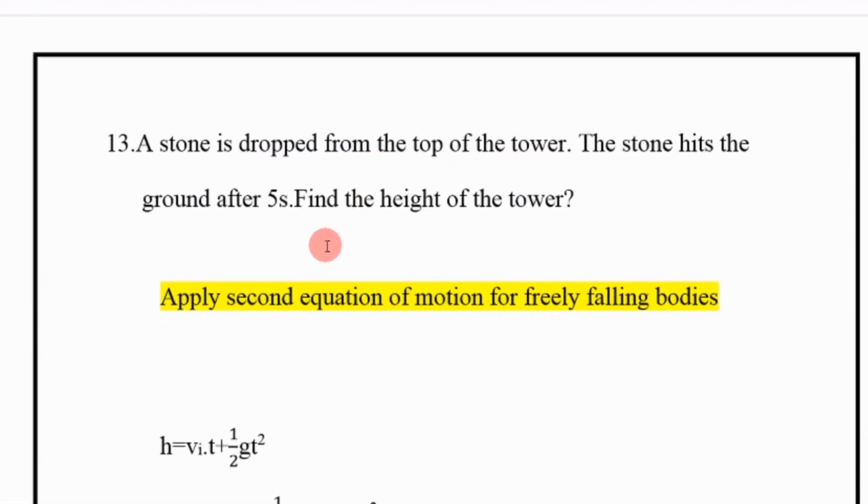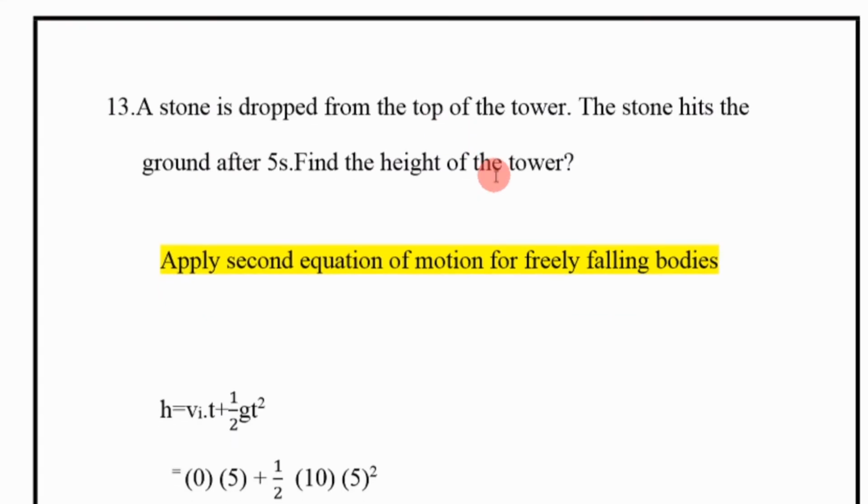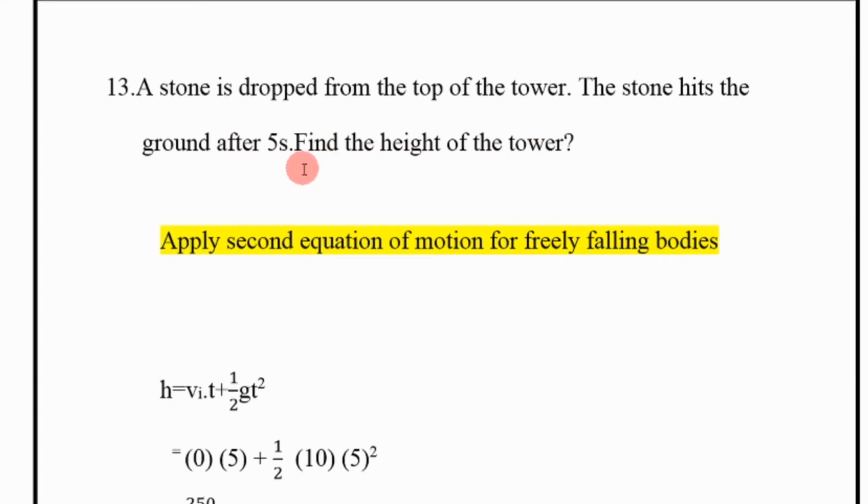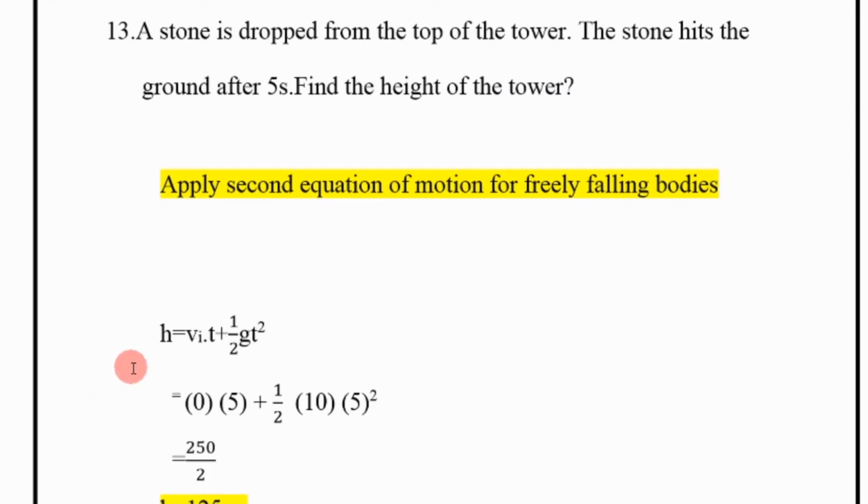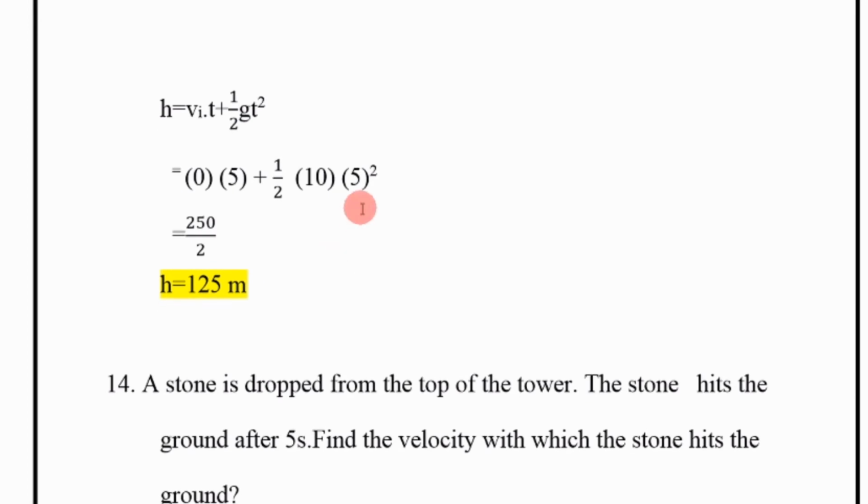Next, a stone is dropped from the top of the tower. The stone hits the ground after 5 seconds. Find the height of the tower. Apply second equation of motion for freely falling bodies. H is equal to Vit plus half Gt square. We put the values and get H is equal to 125 meter.